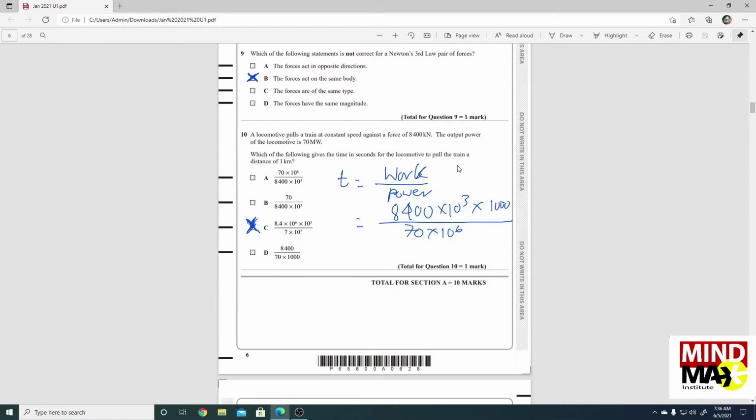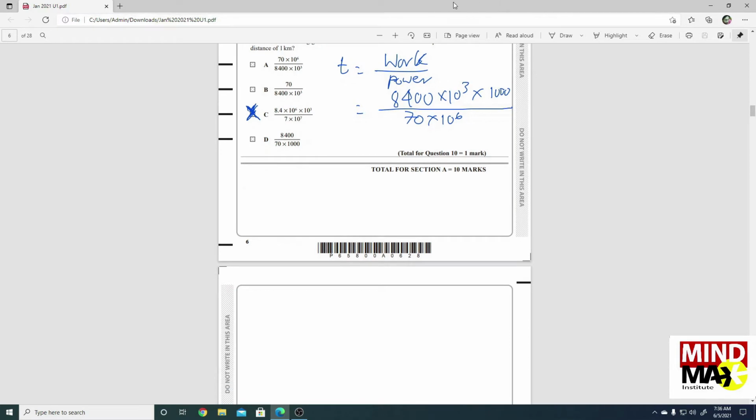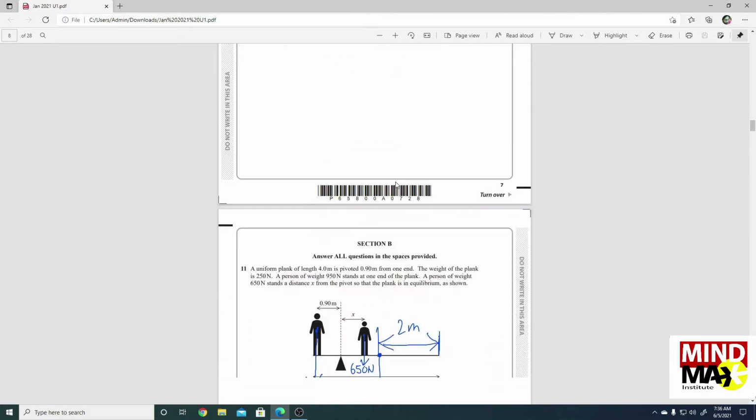The last of the MCQ questions asks us to find the time taken, and they have provided information related to the work and the time, and the power is already given. Work is force multiplied by distance. Force is given and distance is also given, so we multiply them and make sure that the SI units are maintained. Kilo means 1000, so 10 to the power 3, and 1 kilometer means 1000 meters. So we maintain the SI units and we get the answer properly. And the next one is this one.